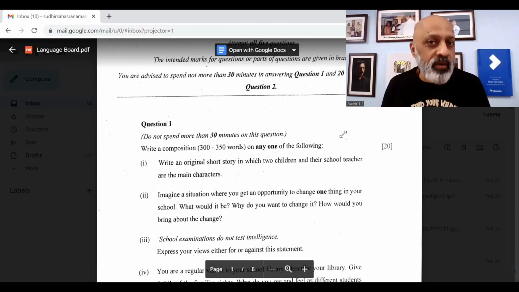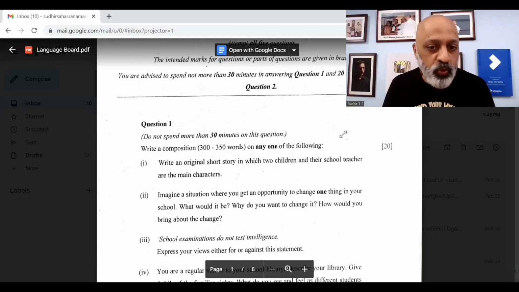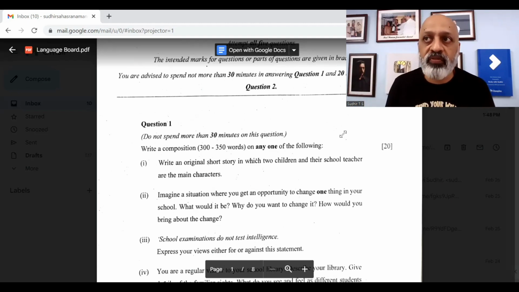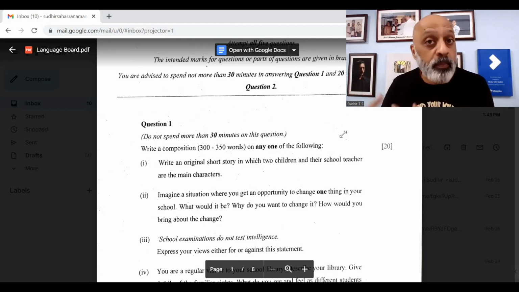The narrative was a little surprising because this was not a typical narrative essay. You were asked to imagine something, not narrate something. So imagine a situation where you get an opportunity to change one thing in your school. What would it be, why would you want to change it, and how would you bring about the change? Some students have written about making digital classrooms. Some students have written about improvements in the library, better playground facilities. So all that is fine, more greenery.